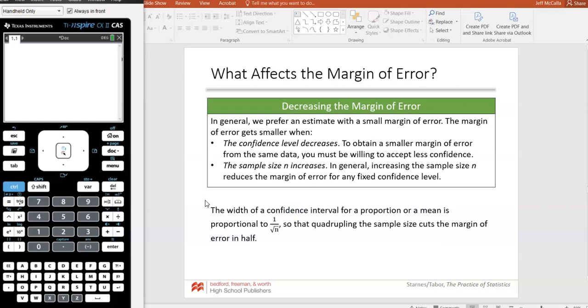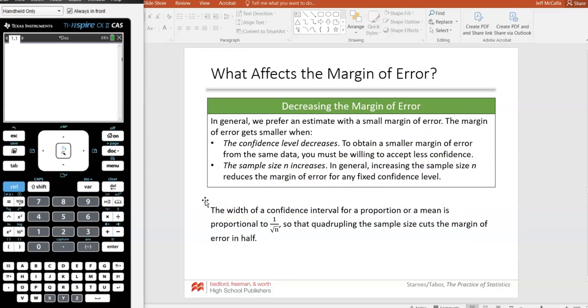This is the preferable way to make a smaller margin of error. If the sample size increases, that's much better. And the formula there is 1 over the square root of n. So quadrupling, multiplying the n value by 4, cuts the margin of error in half. It's kind of an easy thing to do in your head. 1 over square root of 4 is 1/2, so it cuts it overall in half.